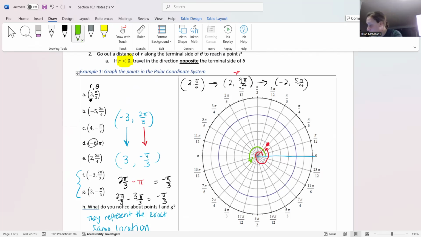So if this is my ordinary terminal side, the side opposite is over here. So I want to measure out 2 units from the pole in the direction opposite my terminal side. So 1, 2, I'll be doggone. We're at the same point. Isn't that kind of fun? We've done this same point 3 different ways. We end up at the same exact spot.